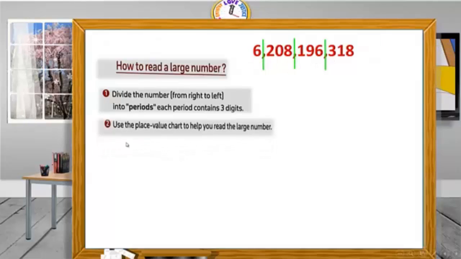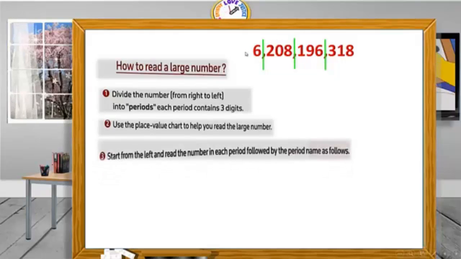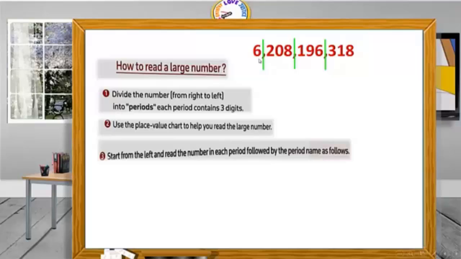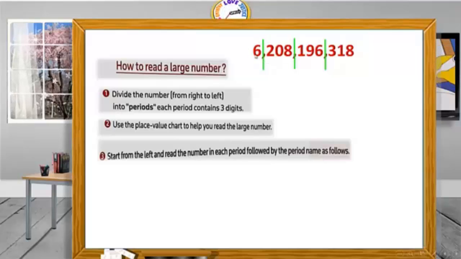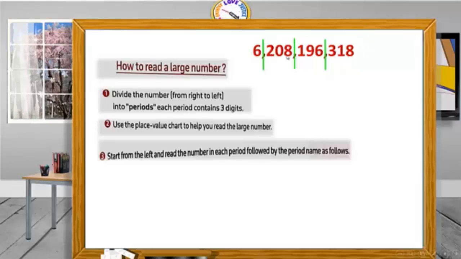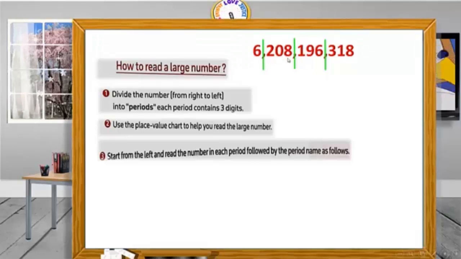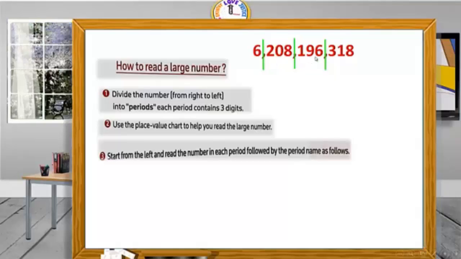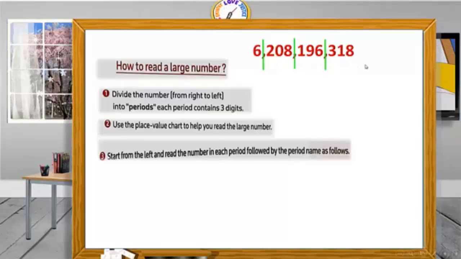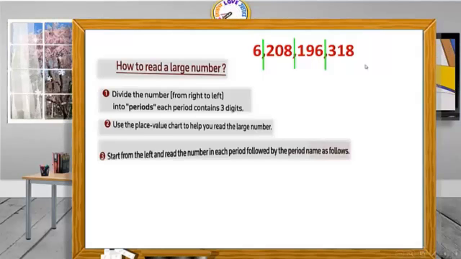Next step, use the chart. Third step, you start from the left side to read. So we will start from here. 6 in which period? 6 in milliard. So you should say 60 milliard. 208, 208 what? 208 million, 196,318. Now we can read our big number.